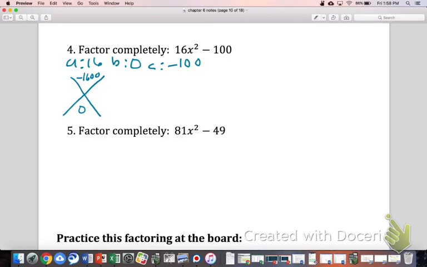What do you think, Keely? 400 and negative 400. What do you guys think? Are those the right numbers? Yeah, they are. Check them. Use your calculator and check. Do those numbers multiply to be negative 1600? Yeah.